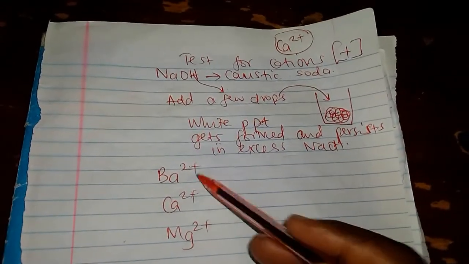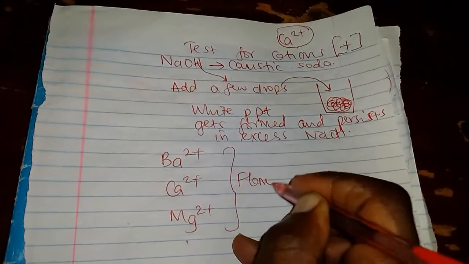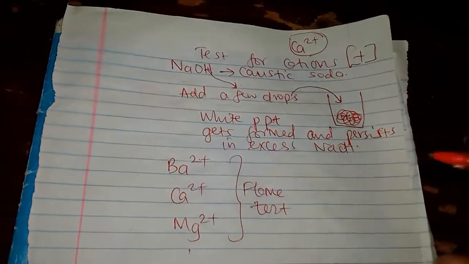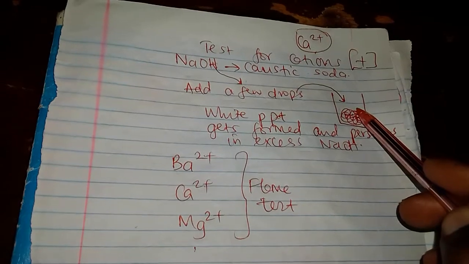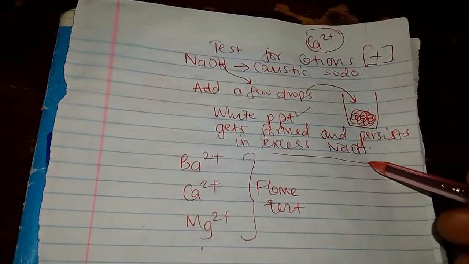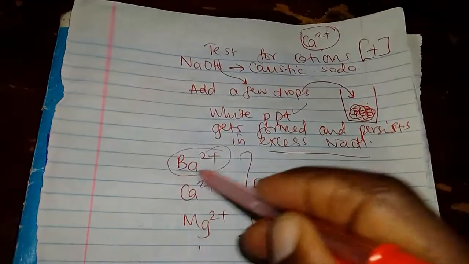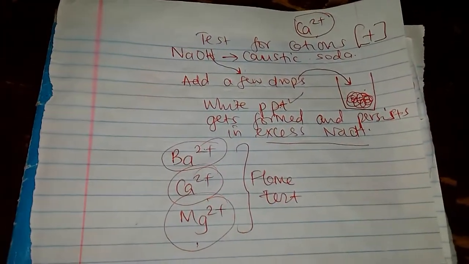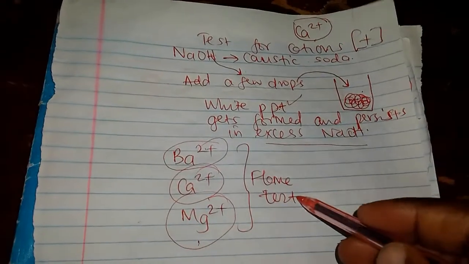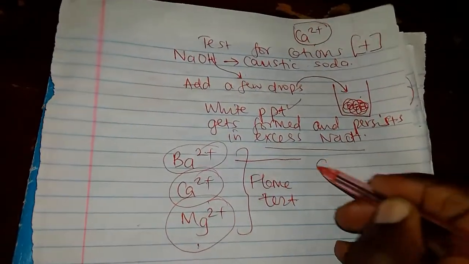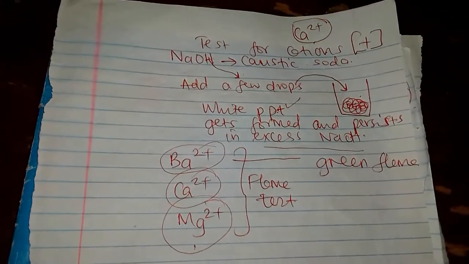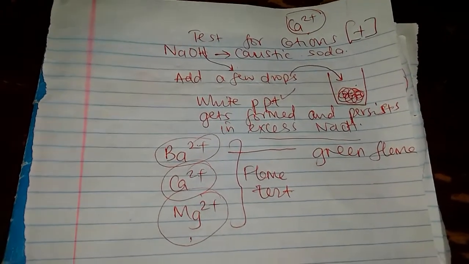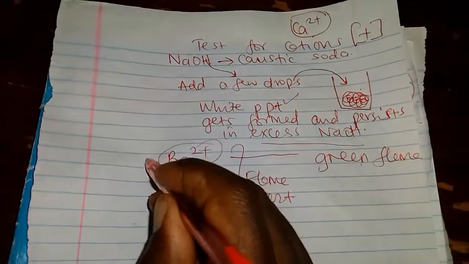But how do you differentiate this? You use what you call a flame test. A flame test will tell you, because you have a suspected cation in a particular compound, you have added a few drops of sodium hydroxide, and you have gotten a white precipitate that persists in excess sodium hydroxide. There's a possibility of having either barium, calcium, or magnesium. But how do you exactly know which type of cation is present? You have to apply the flame test, such that barium ions will burn with a green flame. So if you pick a small amount of that solid or solution and burn it using a nichrome wire in a non-luminous flame, and see a green flame, that means barium ions are present.